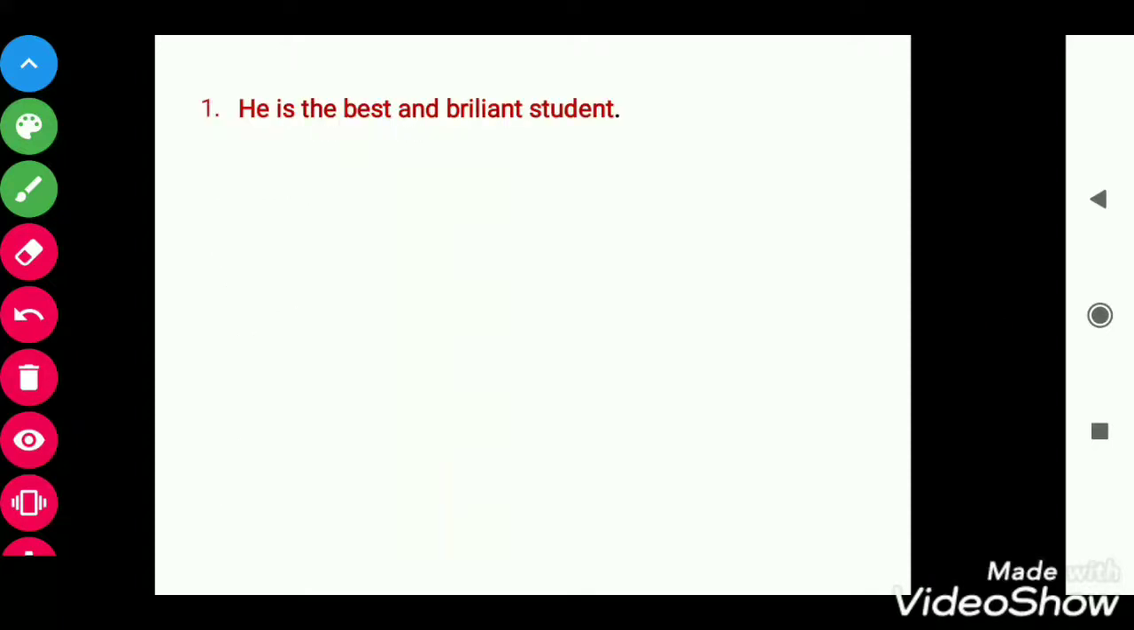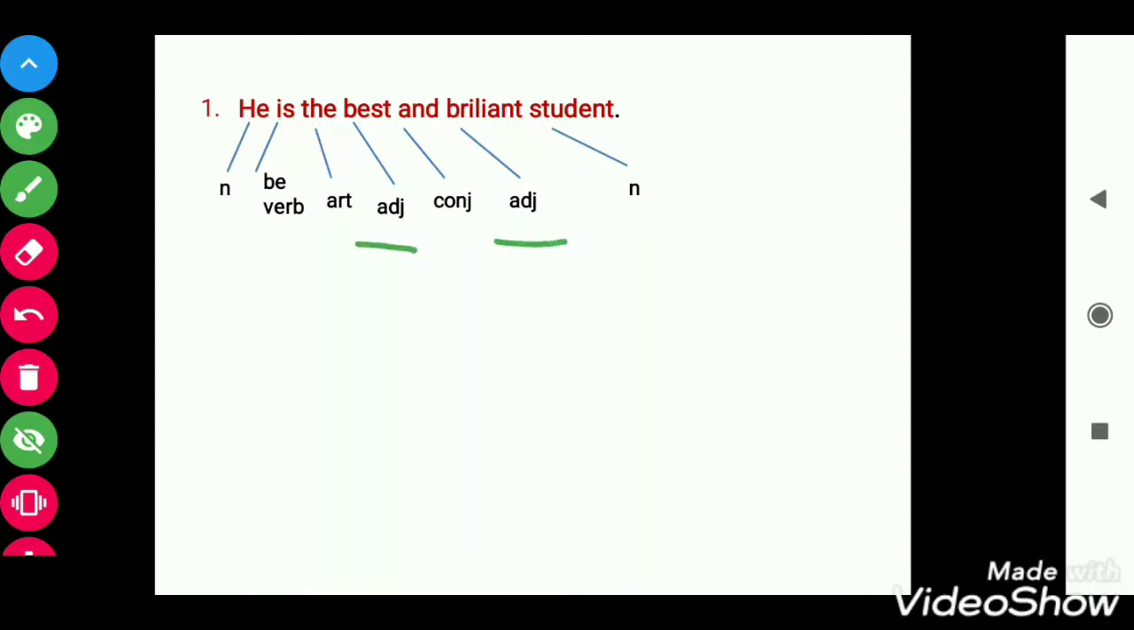Here, he is the best and brilliant student. So first we need to identify the tense. We can see it is in present tense. After that, we need to mark the parts of speech. So here, he is noun; though he is a pronoun, we will write it as noun. Is is the be verb, the is article, best adjective and conjunction, brilliant adjective, student is noun. Here we can see the parts of speech before and after the conjunction are the same.